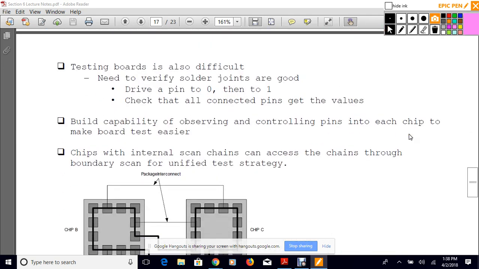Okay, so with the idea, and those of you who have taken 386, you understand that, you ever had to deal with a situation where the board wasn't working quite right? Yes, everybody. Testing boards is also difficult. So it's not just that you have to do that. You have to verify that the solder joints are good, so you can drive a pin from 0 and then to 1, right? So we have controllability and readability of the circuits.